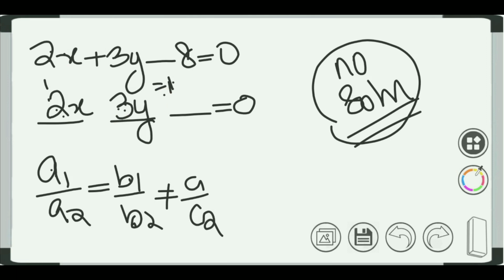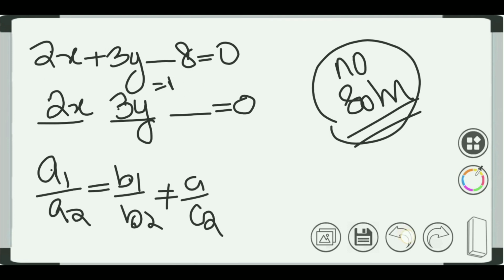So I can put 2x, minus 3y, and the constant should not be equal to C1 by C2. Therefore, don't put 8 here. If you put 8 here, then it will be equal to C1 by C2. Right? 2 by 2 equal to 1, 3 by 3 equal to 1, 8 by 8 equal to 1. Everything will be equal to 1. That means the condition will be changed. So don't put 8 here. You can put any value other than 8. Put anything, 7 or 6 or 3, any value here.